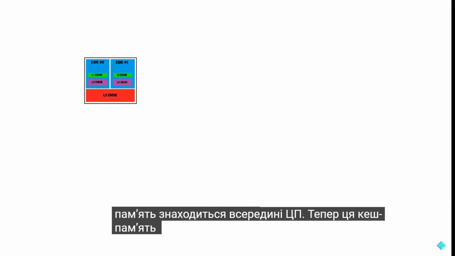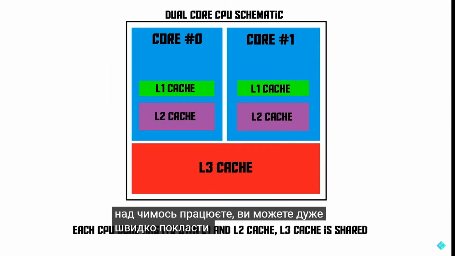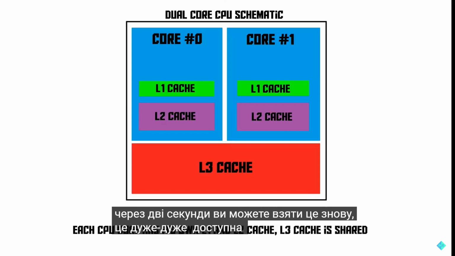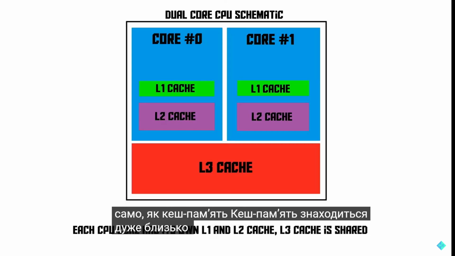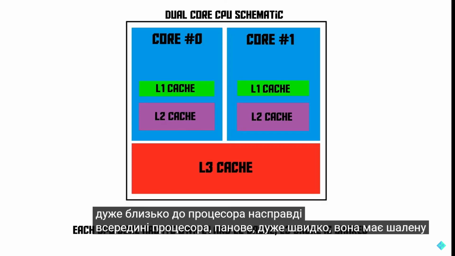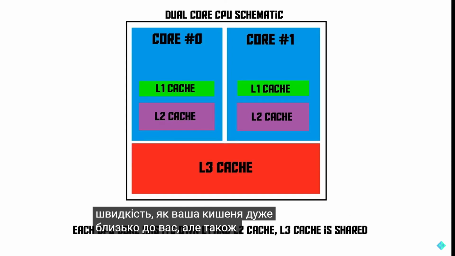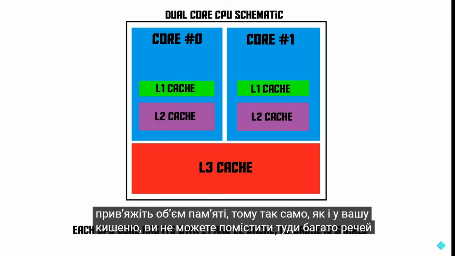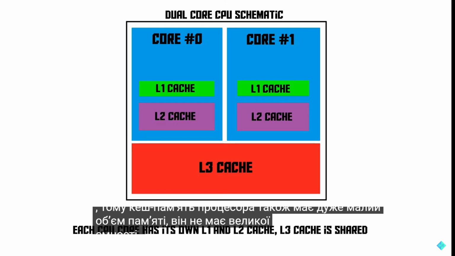Now, this cache memory is like your pocket. When you're working on something, you can very quickly put something in your pocket and then you can grab it again 2 seconds later. It's very, very accessible, just like cache memory. Cache memory is very close to the CPU, actually it's inside the CPU, so it's very fast. It has an insane speed, just like your pocket is really close to you. But also it's a really tiny amount of memory, so just like your pocket, you can't put a lot of stuff in there. So CPU cache is also a very low amount of memory. It doesn't have a high capacity.